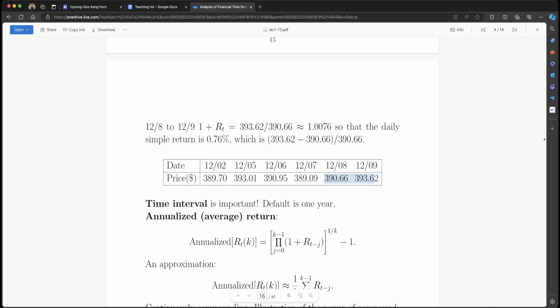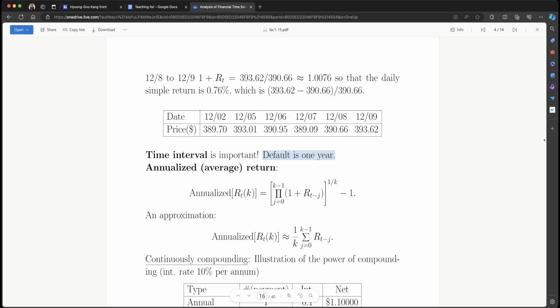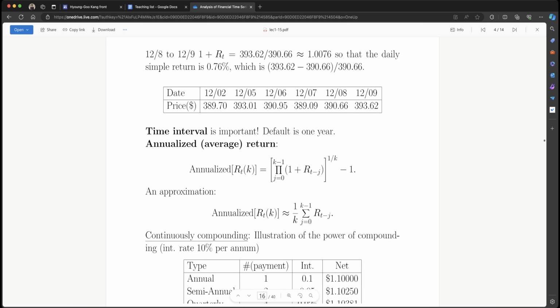Now time interval is very important. Default is usually 1 year in finance. So in finance we usually annualize, annual return a lot. So suppose 1 plus R_t(k) is the product of 1 plus R_t minus j, j equal 0 to k minus 1. So for the k-period return, we take the power of 1 over k, minus 1. It becomes annualized. Approximately, in log it is exact, but this is only approximately like this one, not the same as this one.